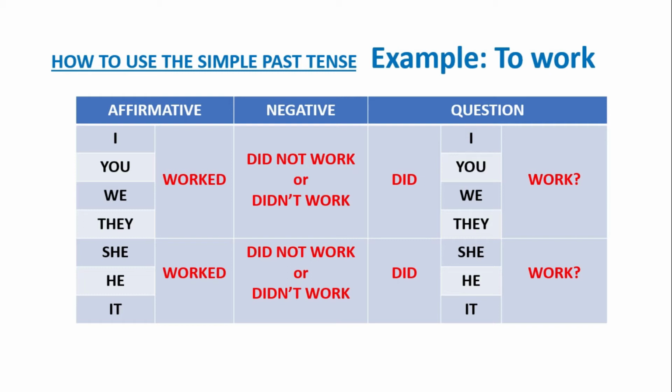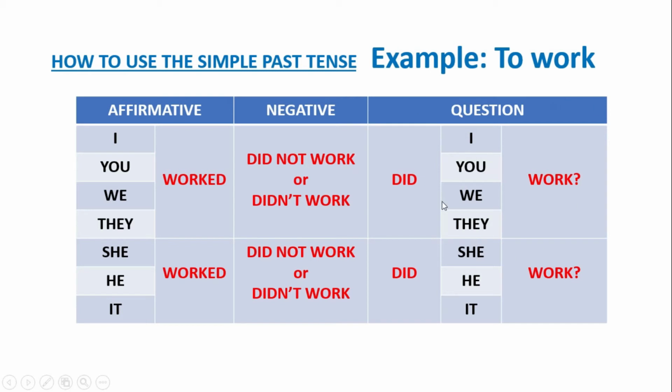Remember, when we use an auxiliary verb, you have to use the main verb in the infinitive form, because the auxiliary verb is already transformed into past, so the verb must be in the infinitive. Okay?